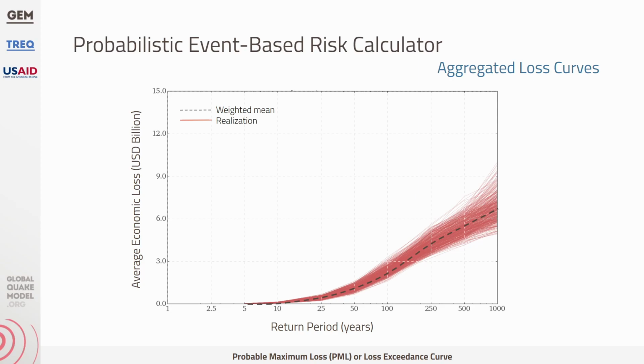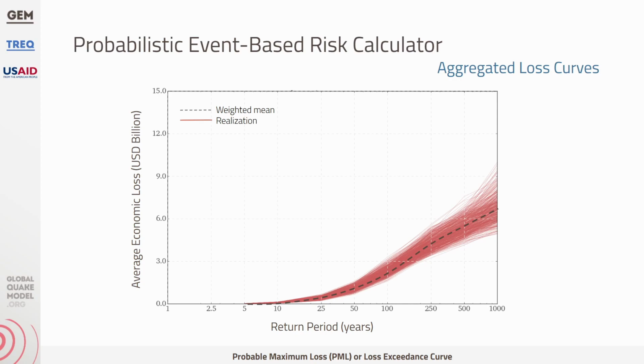So loss exceedance curves are very useful. They are used to inform risk management decisions. For example, for risk financial transfer and for insurance policies, these curves inform about the appropriate level of catastrophe risk coverage that a certain insurance policy should provide.